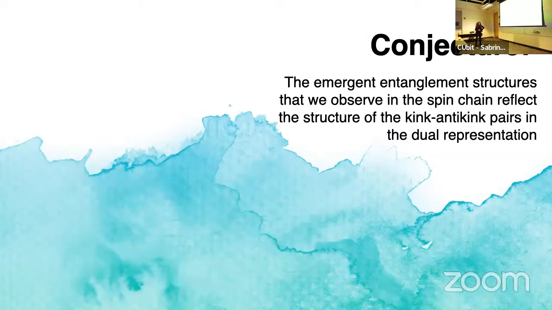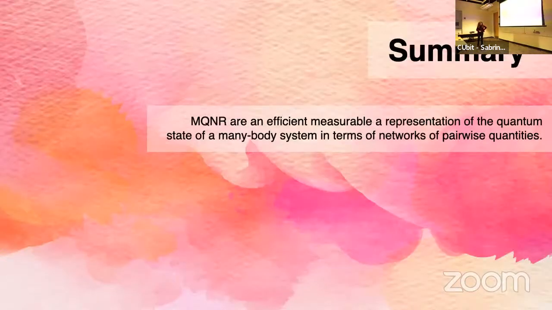So we conjecture that the emergent entanglement structure that we observe in this spin chain precisely reflects the structure of kink anti-kink pairs in the dual representation. That is a very mathematical description of the system, applied to a very different field, but still it can visually relate very much to the network framework that we described. So I'm close to the conclusion. I will give a summary here.